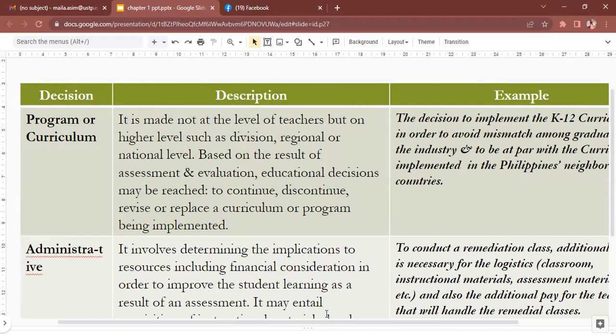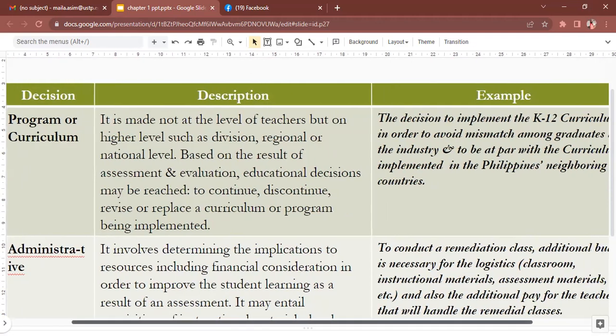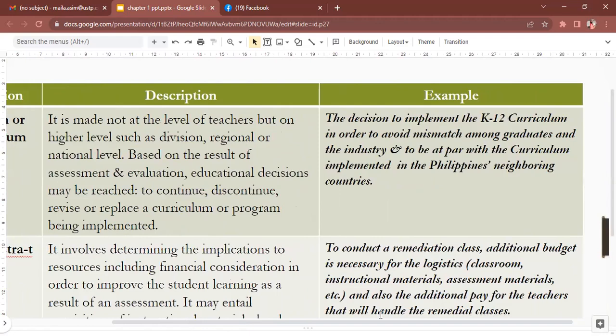The example is the decision to implement the K-12 curriculum is to avoid mismatch among graduates and the industry. Kay kanang mga nagpuyo, kung moadto sila sa mga neighboring countries sa Philippines, dili sila ma-accept agad-agad because they still have to be trained for at least 2 years. And they mostly, these people are not accepted kay kulang palagi daw. That's why the government have this K-12 curriculum so that the students would find it easier na mag-apply og trabaho sa ibang bansa.